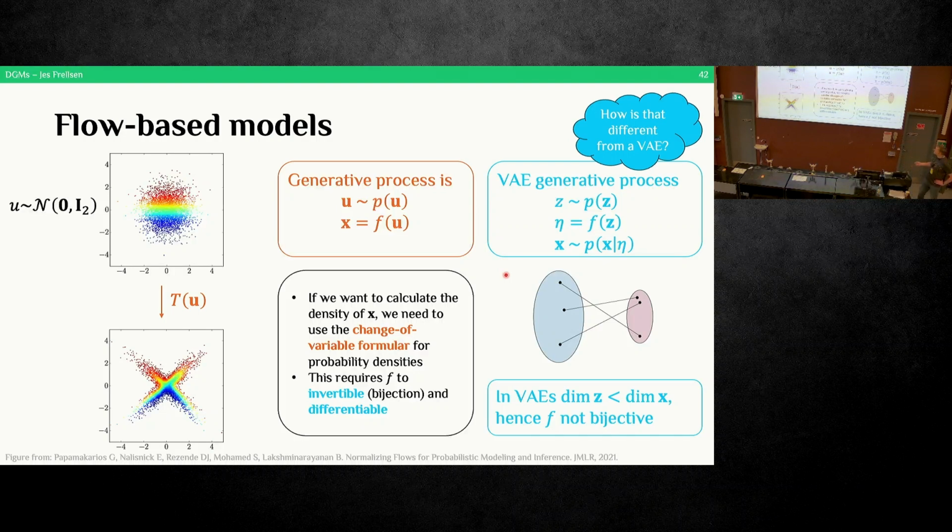So in the case of a VAE, we had that the dimension of the latent space is lower than the dimension of the data space, and therefore f cannot be a bijection. We cannot have a bijection between these two spaces. Whereas for flow-based models, we have the requirement that the dimension of the two spaces needs to be the same. Otherwise, we cannot have a bijection between the spaces.